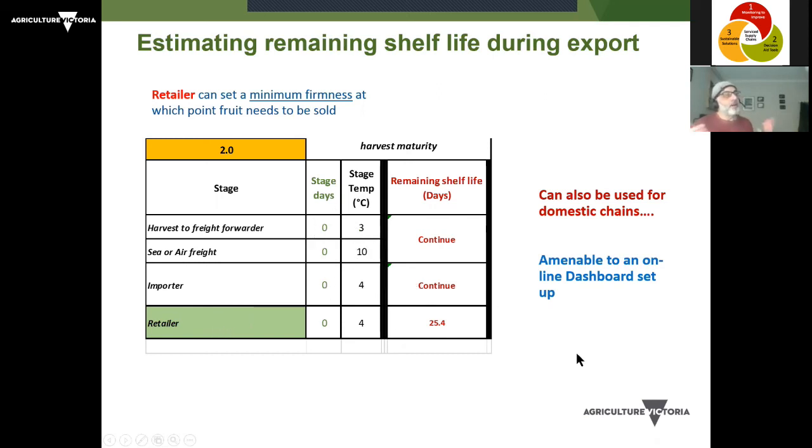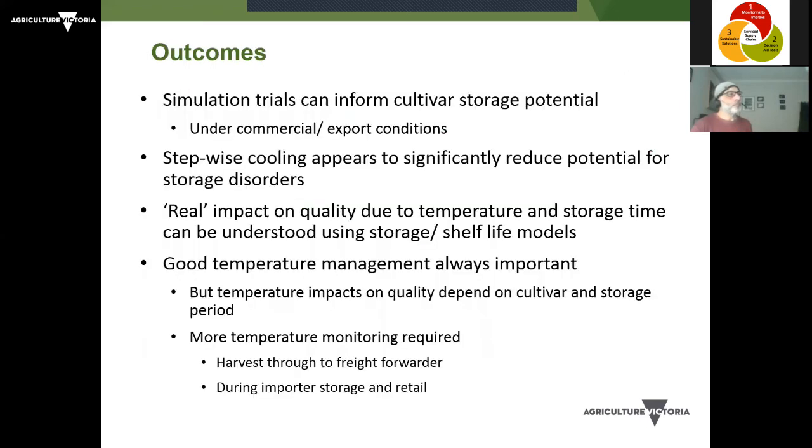And, eventually we want to be able to set this up on an online dashboard on the web that can be accessed by growers and exporters, and they can play around with different scenarios and again get a feel for the remaining shelf life. But ideally we want to be able to use this in real time, so put in actual real-time temperature data and then use it in real time to calculate remaining shelf life. But I mean, we're looking at that sometime in the medium term, because it's not an easy thing to set up.